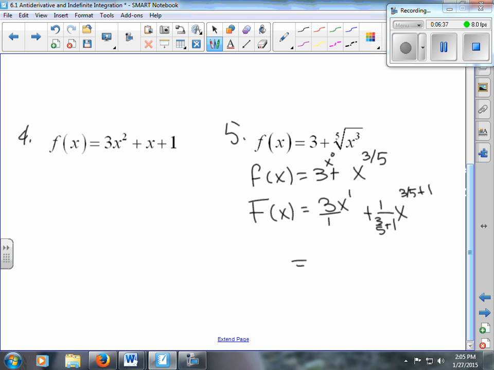Okay, now we do want to clean this up a little bit. So this is 3x plus, 3/5 plus 1 is 8/5, so this is x to the 8/5. That's what this number is down here on the bottom too. And 1 over 8/5, that's a reciprocal, so you just have 5/8. Also, I would like for you to remember to put in a plus C on all of these. So here's your answer for number 5. And you need to pause this and go and do 1 through 4.